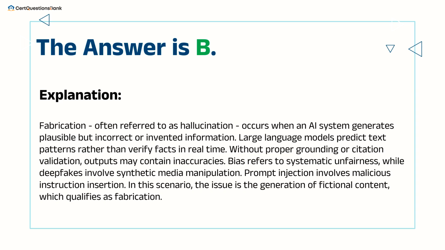Fabrication, often referred to as hallucination, occurs when an AI system generates plausible but incorrect or invented information. Large language models predict text patterns rather than verify facts in real time. Without proper grounding or citation validation, outputs may contain inaccuracies. Bias refers to systematic unfairness, while deepfakes involve synthetic media manipulation. Prompt injection involves malicious instruction insertion. In this scenario, the issue is the generation of fictional content, which qualifies as fabrication.